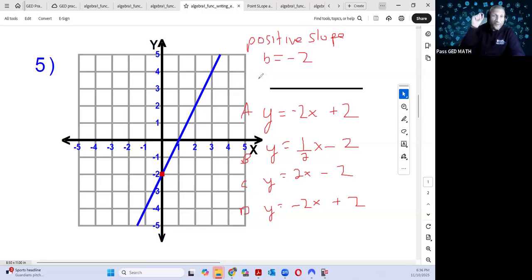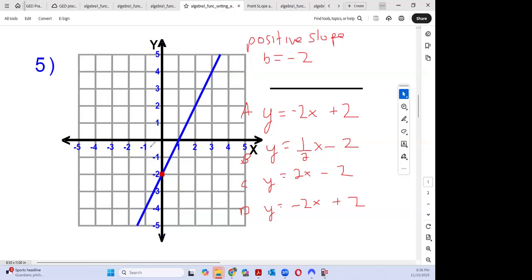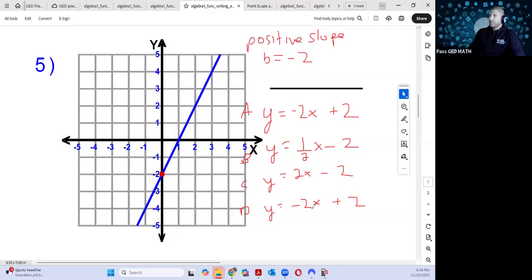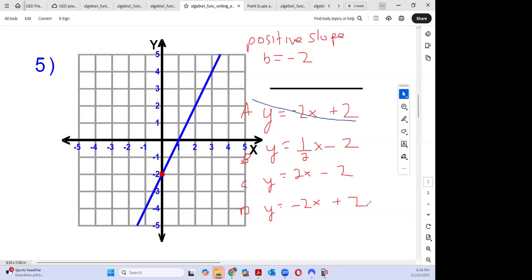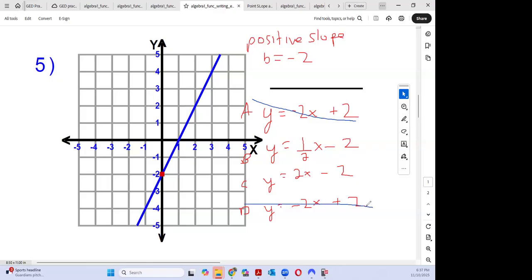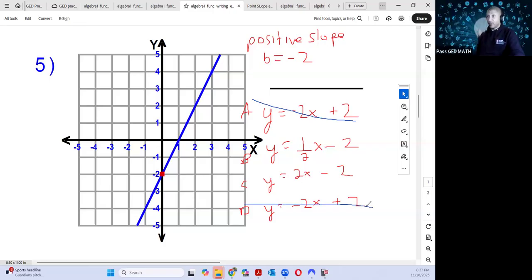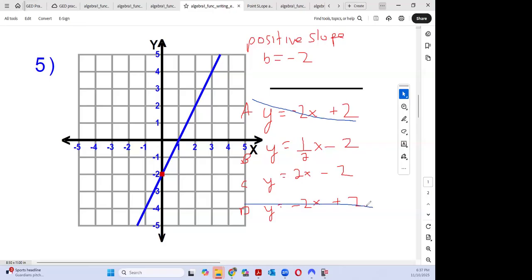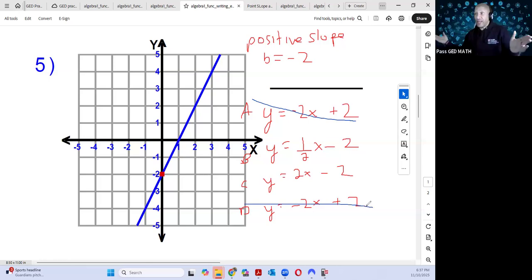From just that information, what multiple choice options can we get rid of? A and D. Why? For A, is my slope positive or negative? Negative. Negative what? Negative 2. My y-intercept is what? Positive 2. So we know it's not A.